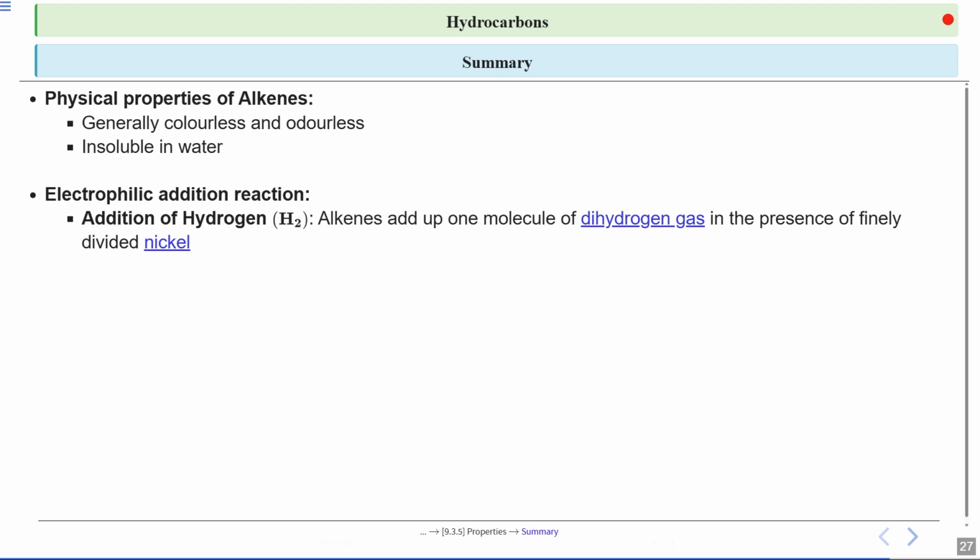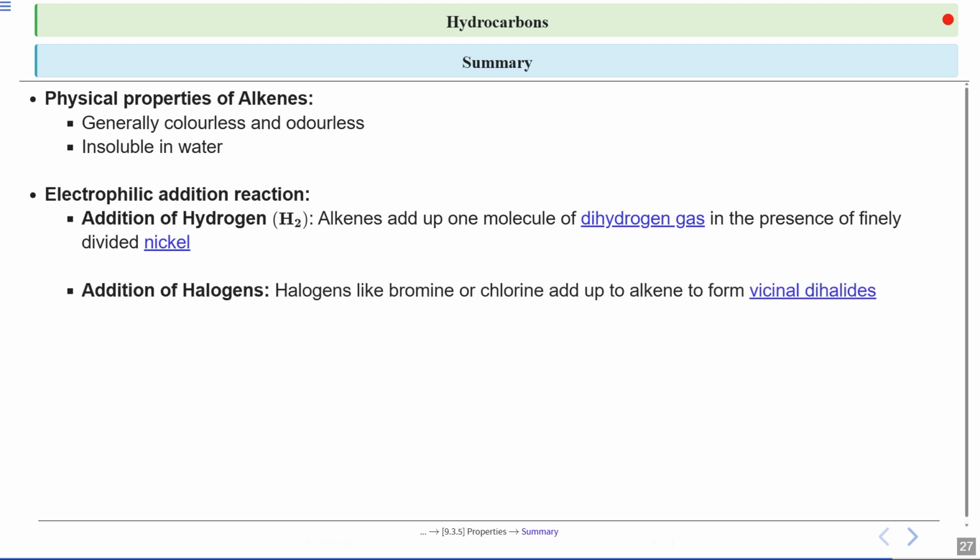In this reaction, alkenes react with hydrogen gas in the presence of a nickel catalyst. The double bond breaks and the 2 hydrogen atoms add to the carbons, turning your alkene into alkane. Next, we have addition of halogen, such as bromine or chlorine. When these halogens react with an alkene, they add across the double bond to form what we call vicinal dihalide, where the two halogen atoms are attached to the adjacent carbon atoms.